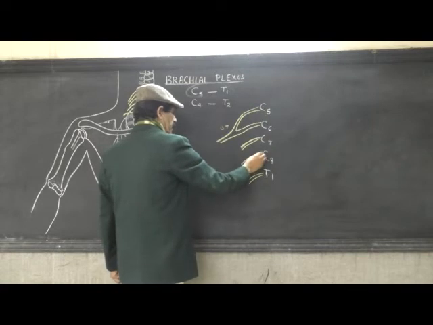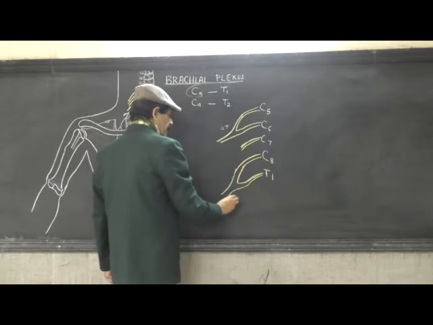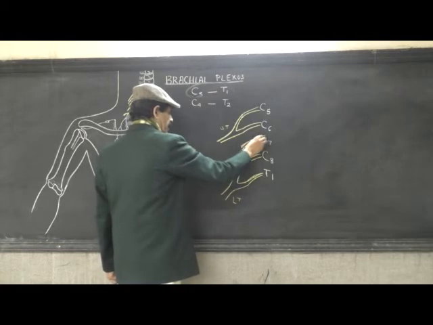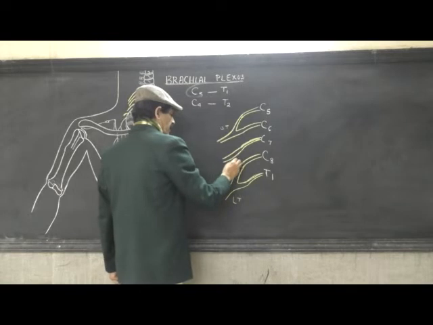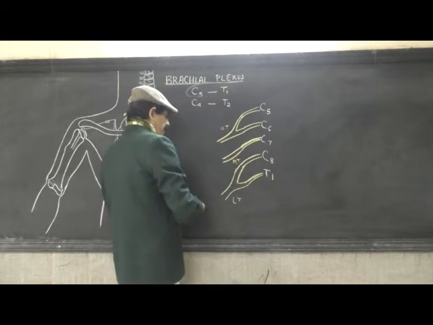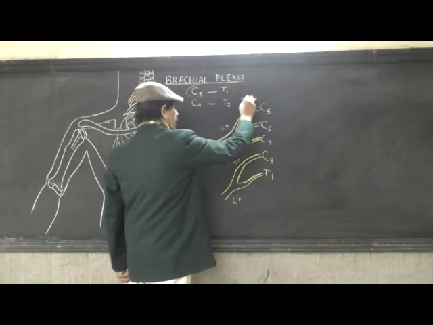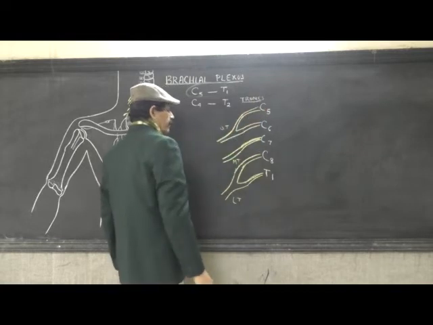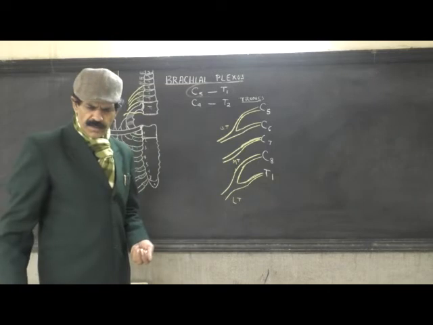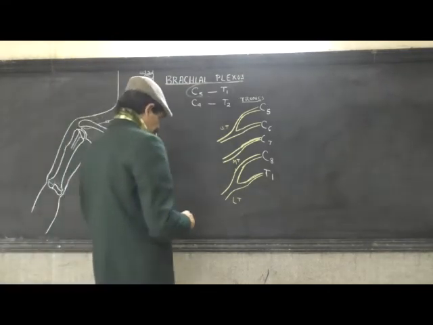Then C8 and T1 unite to form the lower trunk. C7 remains alone, so alone it forms the middle trunk. So first of all, trunks are formed. After the formation of the trunks, then come the divisions.